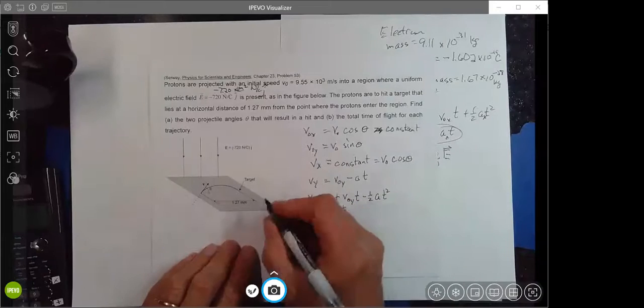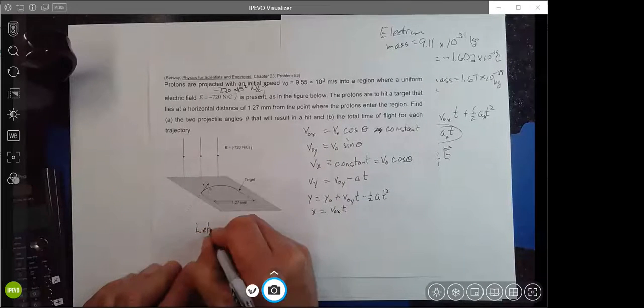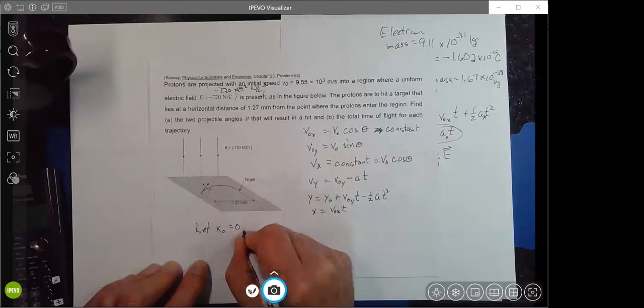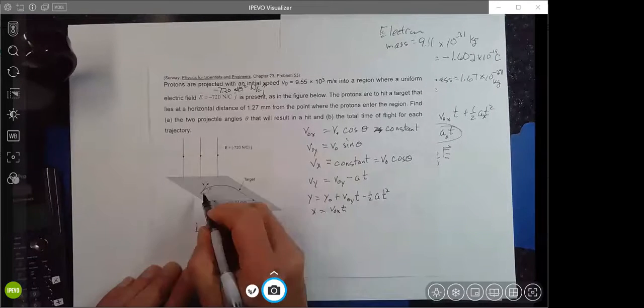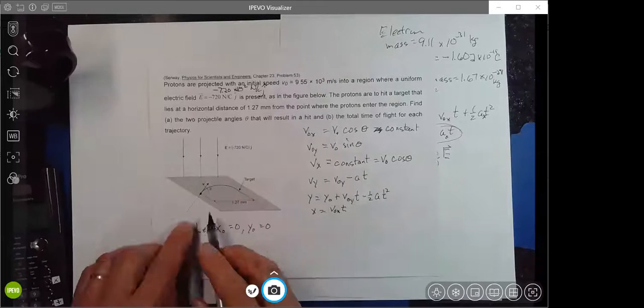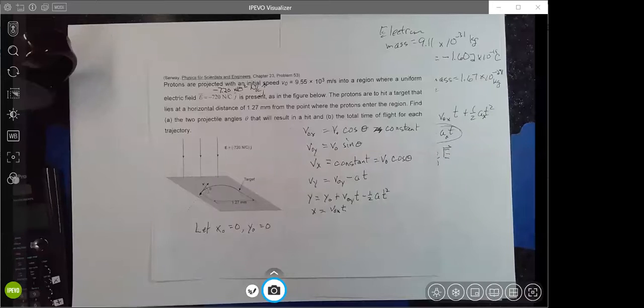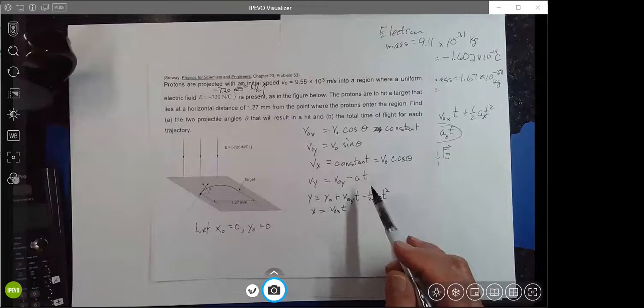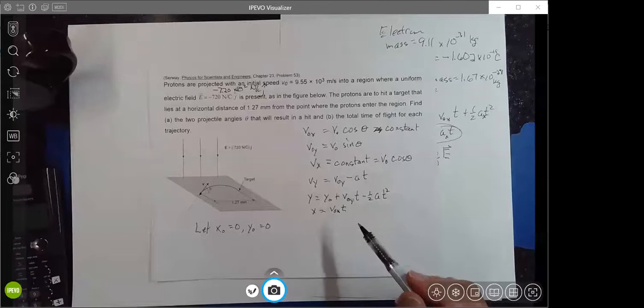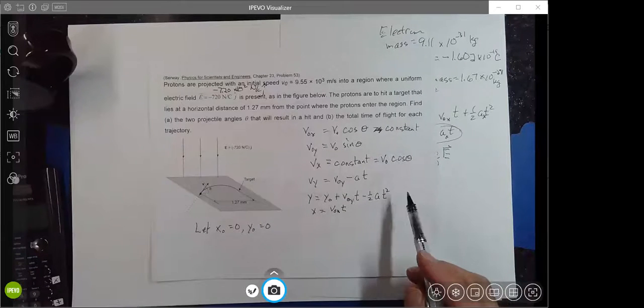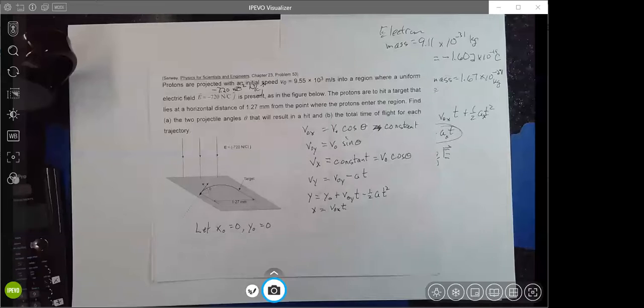Other things on this, I'm going to let x naught equal 0 and y naught equal 0. Just define this point where the proton comes out of there to be the origin of our coordinate system. Now, there was another formula we could get, and it was for the range of a projectile. And what we did was solve, let's see, one of these equations for t and plug it into the x equation, if I remember right. Anybody remember how to get the range of the projectile?